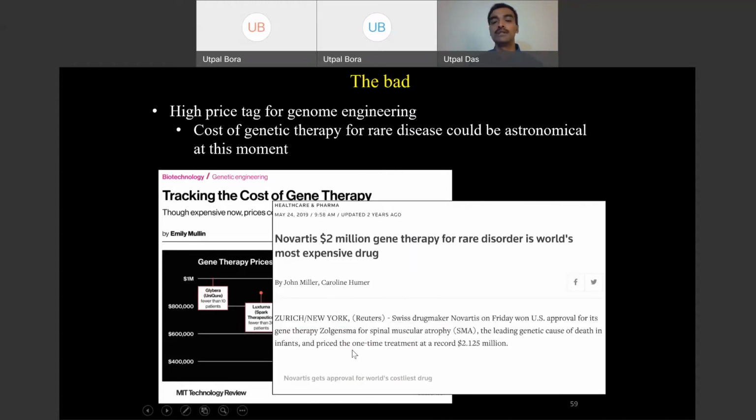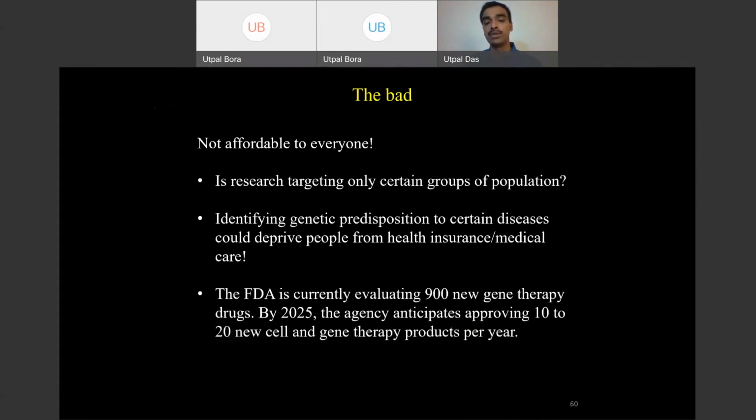So Novartis recently developed this drug against spinal muscular atrophy. This is just a single guide and CRISPR they are injecting one time, and it cures the disease, no problem. But it costs $2.1 million. So this is the world's most expensive drug, right? So you have the medicine, but what we aimed for, so far we haven't reached there. This is a bad thing. So basically, it is not affordable to everyone.